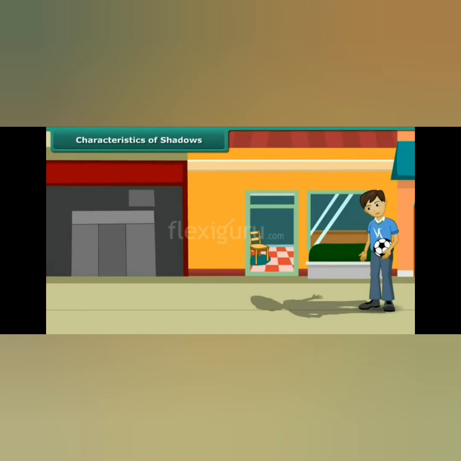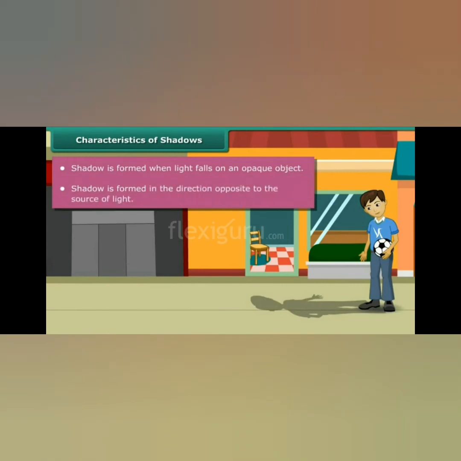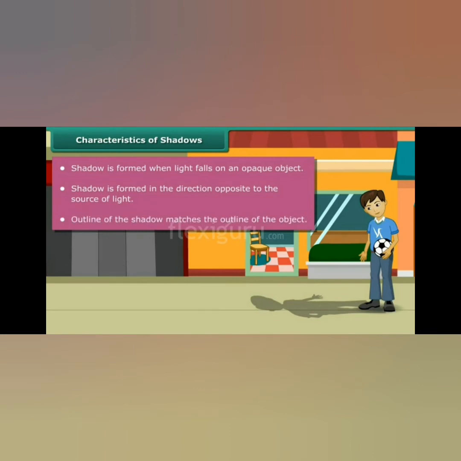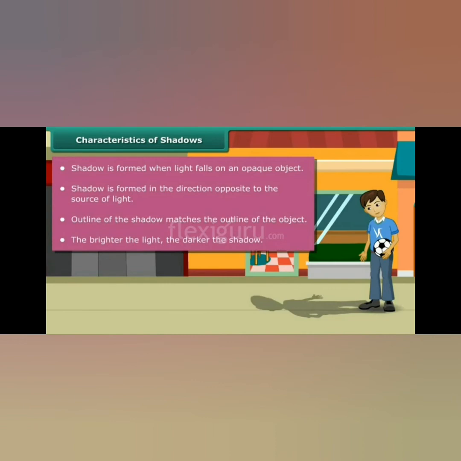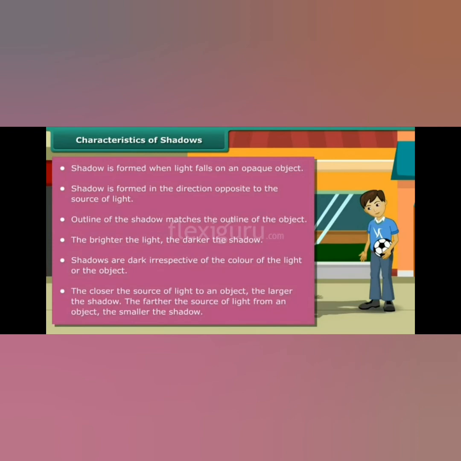So we just learned about some interesting fact about shadow. Now let's move on to the characteristics of shadow. A shadow is formed when a light falls on an opaque object. मैले भनिहालेँ अघि नै है. Shadow is formed in the direction opposite to the source of light. Outline of a shadow matches the outline of an object है. The brighter the light, the darker the shadow. Shadows are dark irrespective of the color of the light or the object. The closer the source of light to an object, the larger the shadow. The farther the source of light from an object, the smaller the shadow.